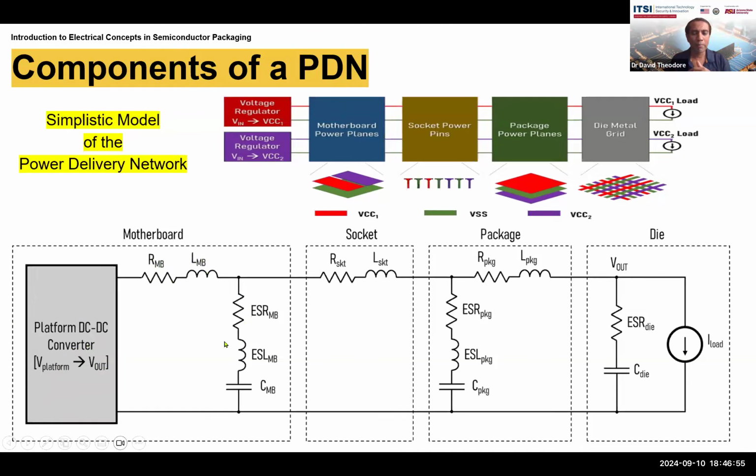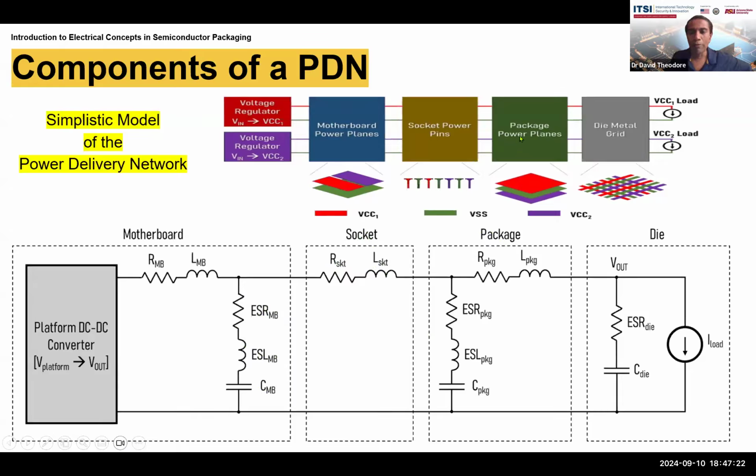And this is in parallel, right? A parallel shunt with the effective series resistance of the motherboard, then the effective series inductance of the motherboard, and a capacitance of the motherboard. So this is a very simple model of the motherboard. And that is attached to a simple model of the socket here, which is a resistance and an inductance in series.